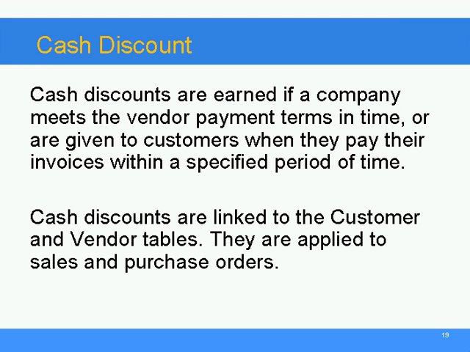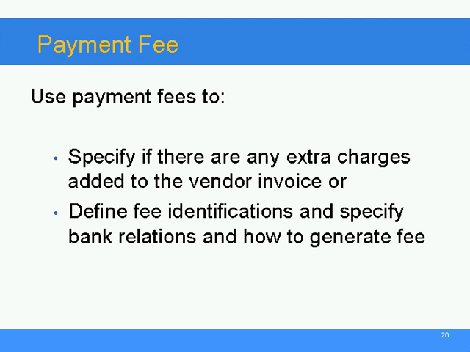Cash discount. Cash discounts are earned if a company meets the vendor payment terms in time, or given to customers when they pay their invoices within a specified period of time. Cash discounts are linked to the customer and vendor tables. They are applied to sales and purchase orders. Usually we use cash discounts for customers.